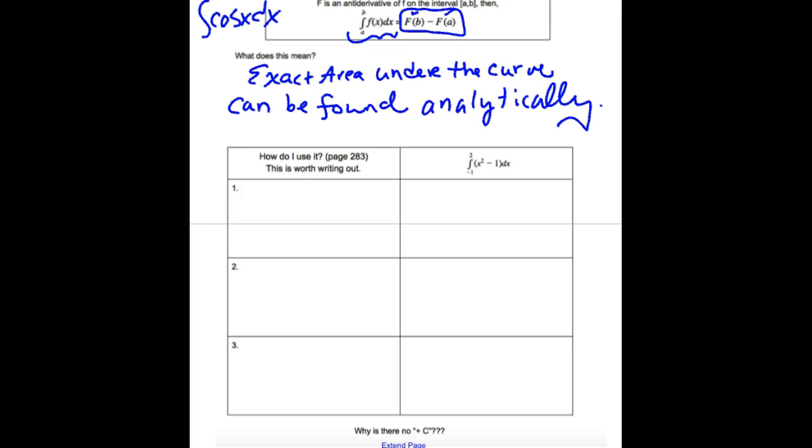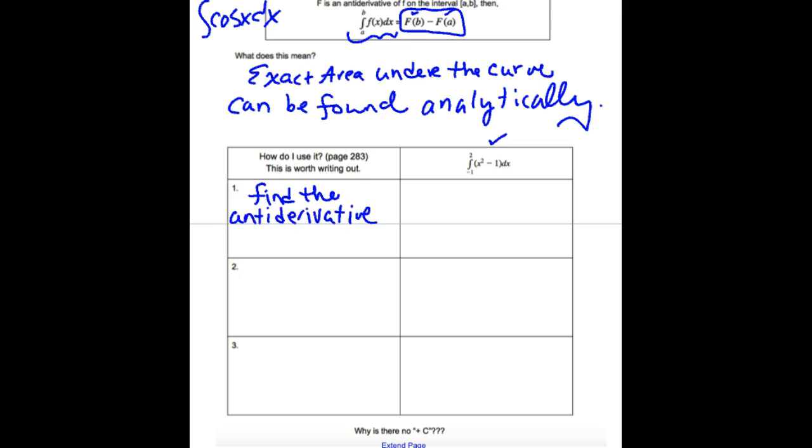Here's my function. I am going to find the area under the curve from -1 to 2 of this function. This function is curvy, so I couldn't do this with geometry. How do I know it's curvy? That's a good question. Yeah, it's because it's a parabola. So we don't have a formula for that, but what the fundamental theorem of calculus says is to do this. It first says to find the antiderivative.